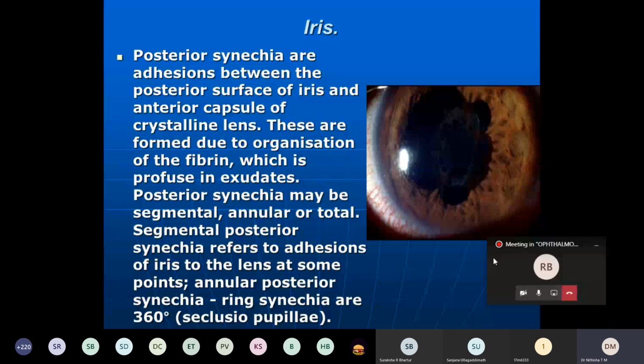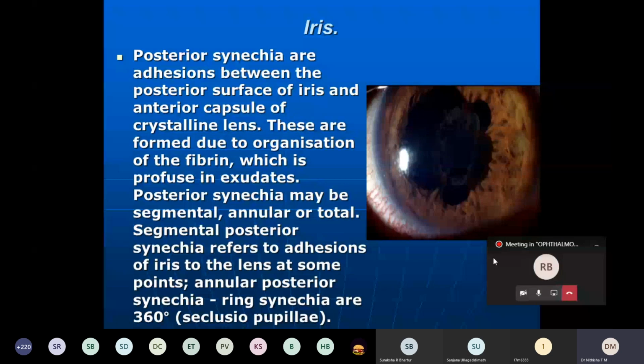Okay, in occlusio pupillae, there is a formation of the exudative membrane, 360 degrees formation is there, and the drainage of aqueous is blocked. So it is ring synechiae at 360 degrees, and it is called occlusio pupillae. Occlusio is where it is occluded and there is a blockage of the drainage from the posterior chamber to the anterior chamber. That is occlusio pupillae. Okay.